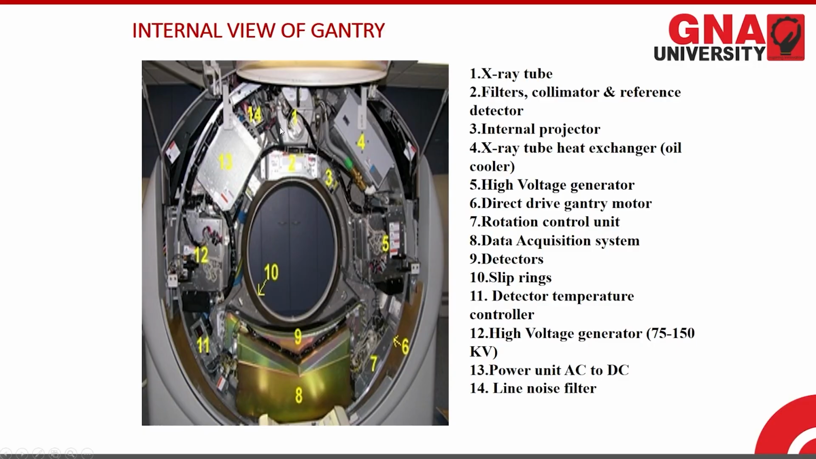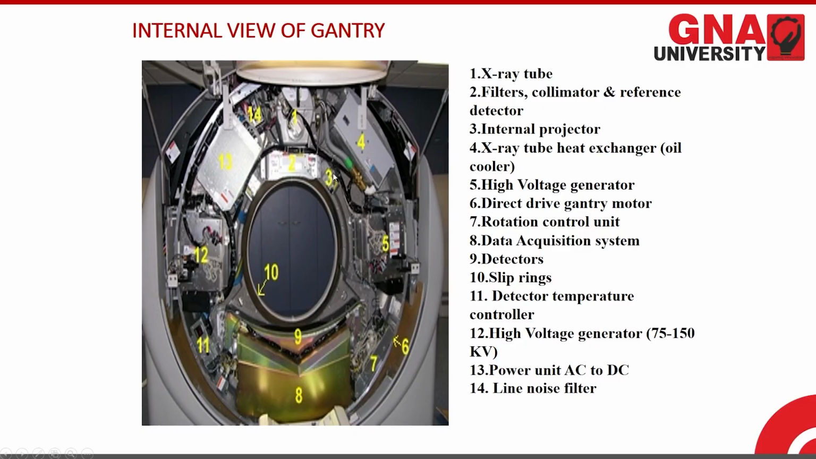Remember that the X-ray tube used in CT is more specialized than the one that we use for diagnostic X-rays, as its operating voltage or kVp starts from 120 kVp. So, for that reason, it needs to be more efficient and more advanced. Followed by this, the second thing is the filter and collimator and the reference detectors. The third is known as the internal projector.